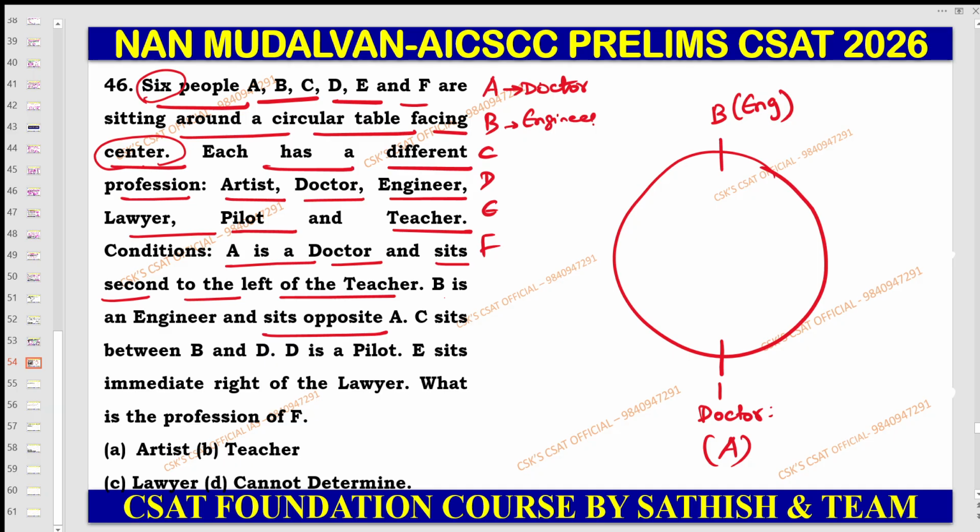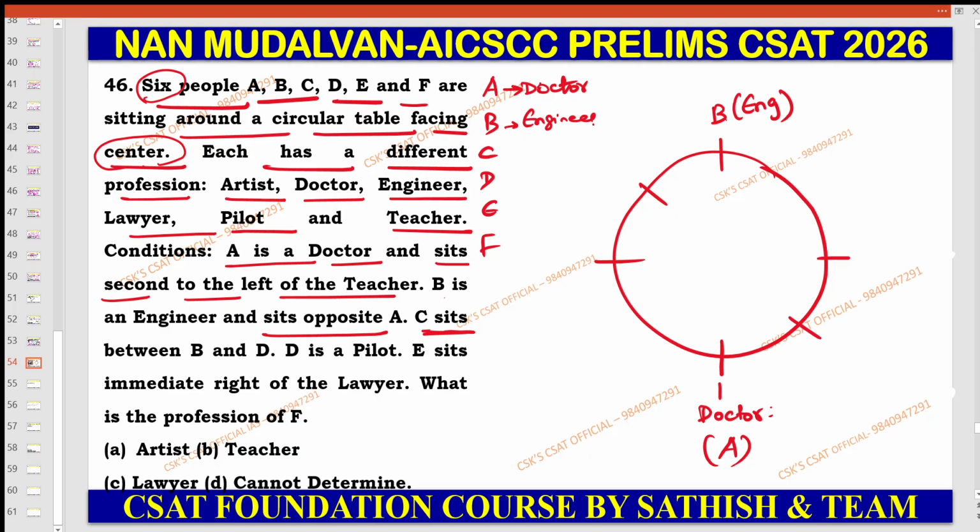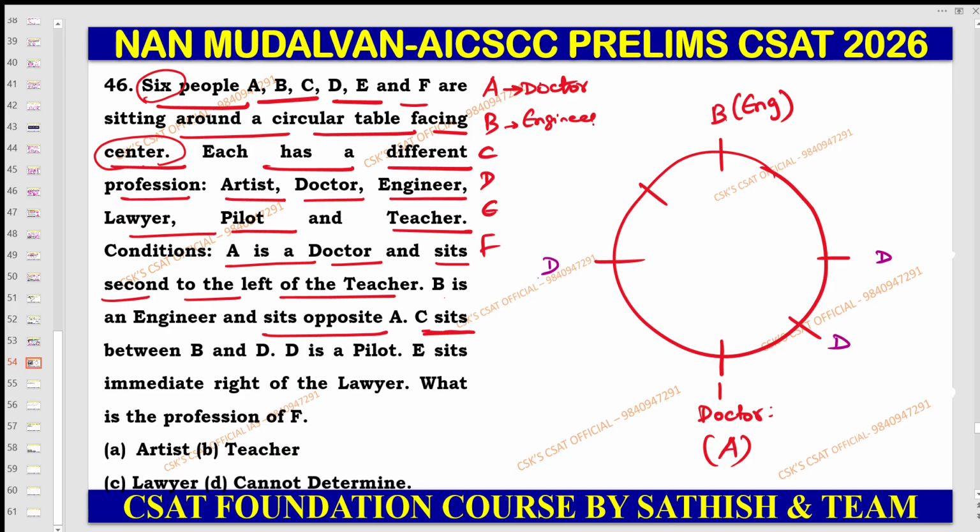So now, after knowing this, C sits... total how many people? 6 people. So let me place them like this: 6 people. C sits between B and D. So B is here. Please understand, when B is here, D can be here.